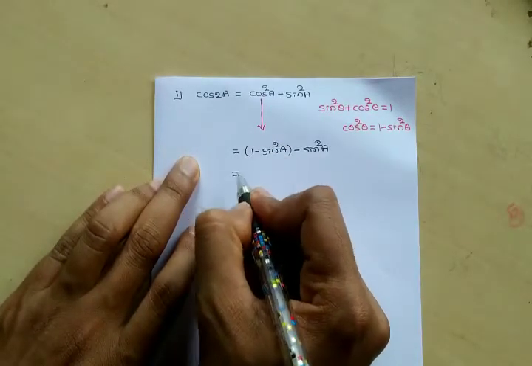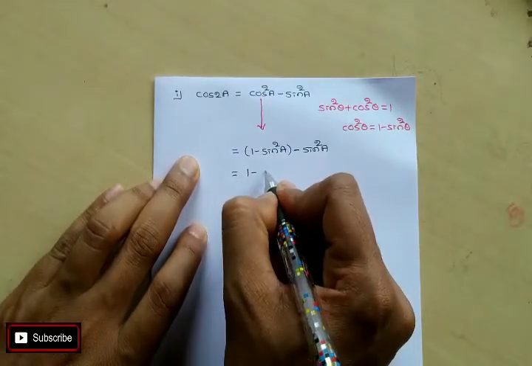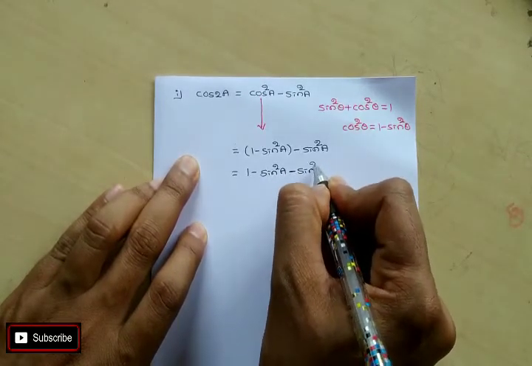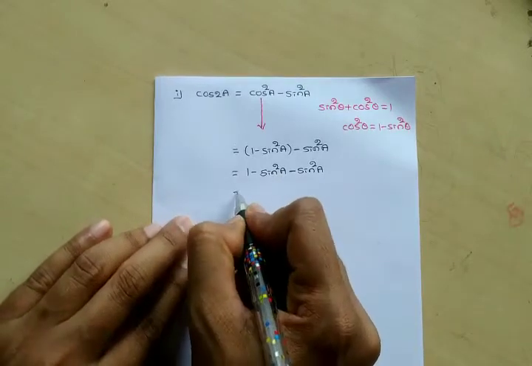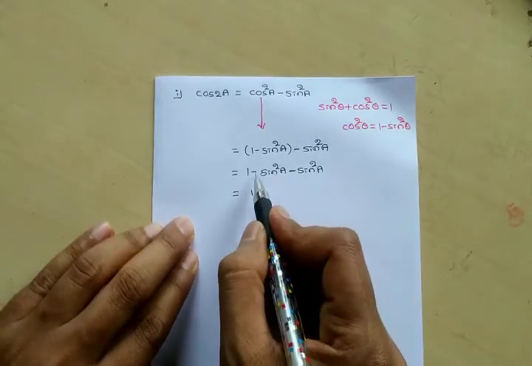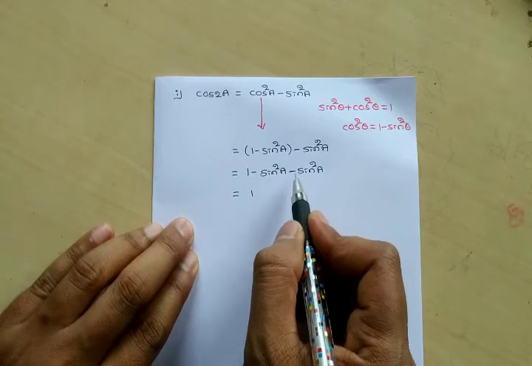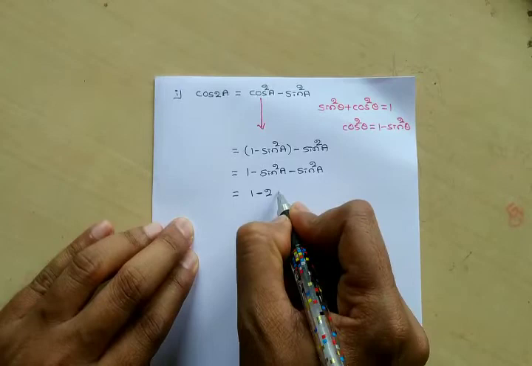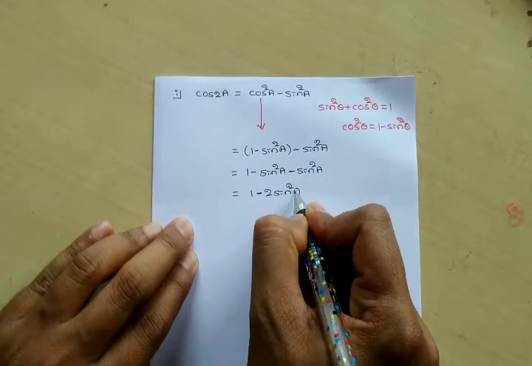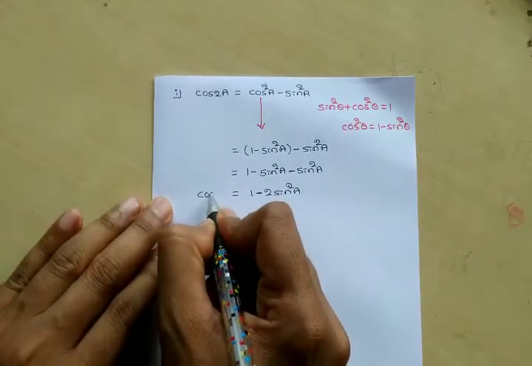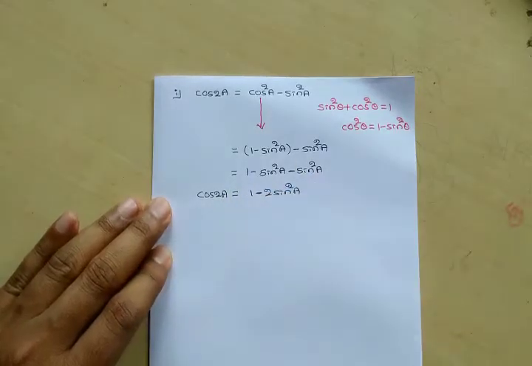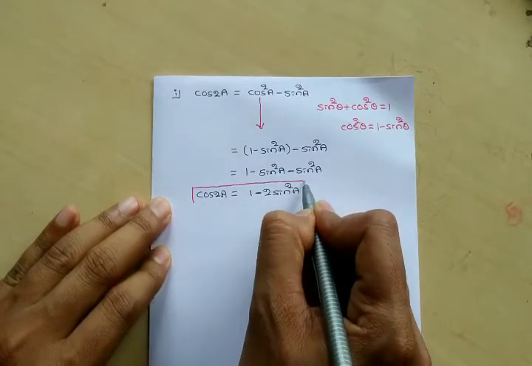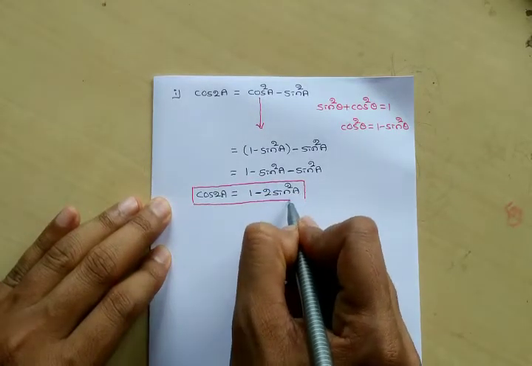Next, open the bracket: 1 minus sin square A minus sin square A. Here it is minus 1 times sin square A, and here also minus 1 times sin square A, so it is minus 2 sin square A. Therefore, the next formula: cos 2A equals 1 minus 2 sin square A.